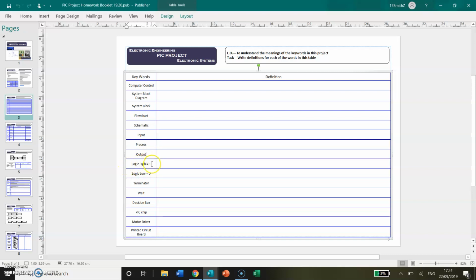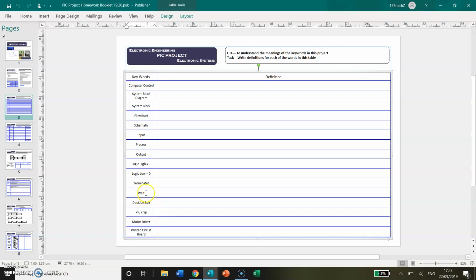When you're looking at these charts, you're looking at what's referred to as logic high and logic low. Logic high is when you have a voltage and it's represented with a 1. Logic low is when you don't have a voltage and it's represented as a 0. A terminator box in a flowchart is literally the start and stop boxes within a flowchart.